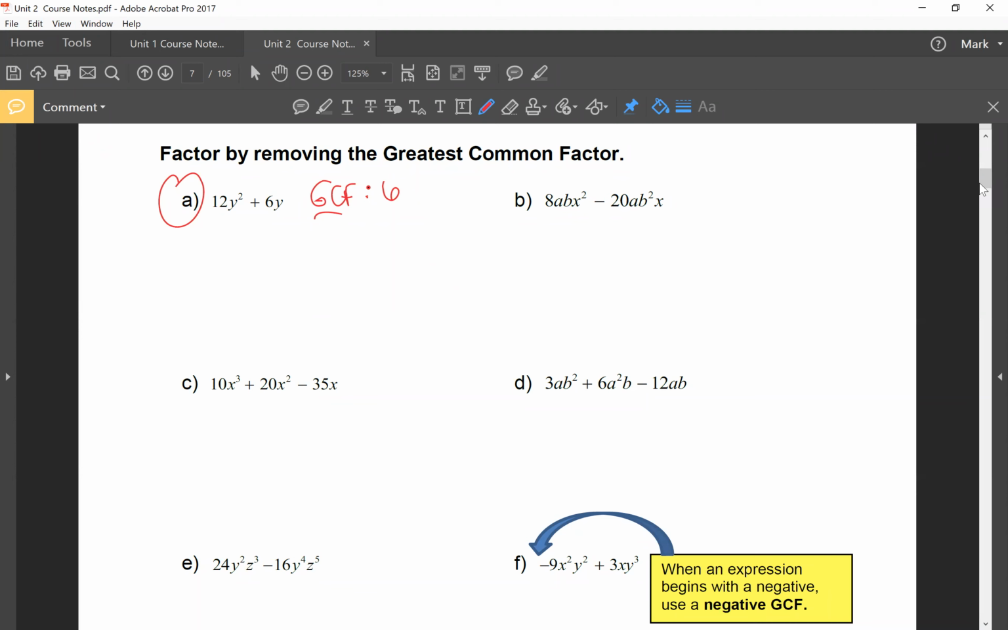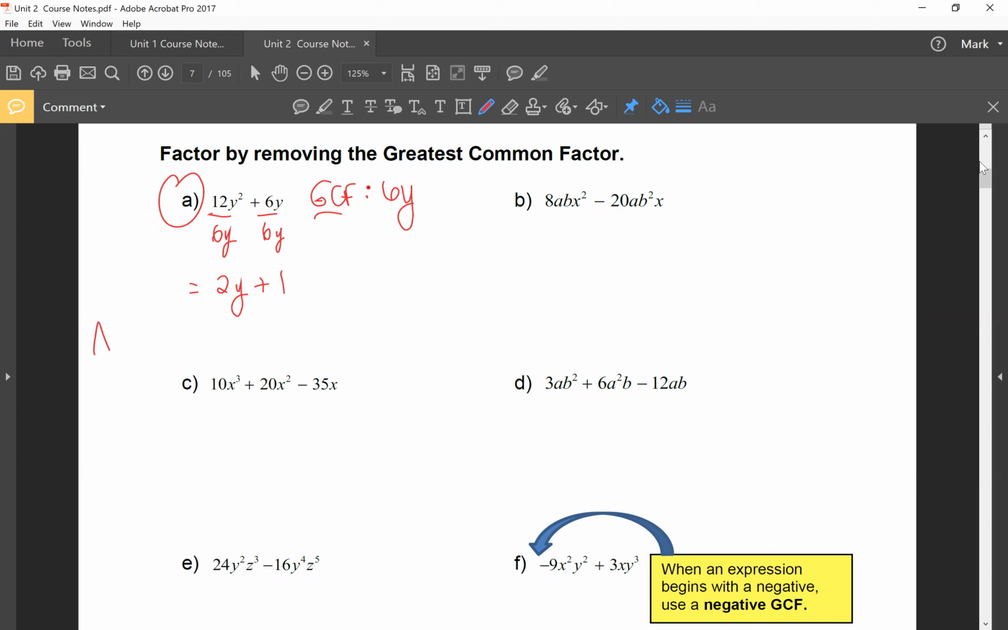Okay, so GCF is 6. Not only 6. What else can I remove from these? I can also remove a y, right? I can remove a 6 from 12 and 6. I can remove a y, no problem. Now, just to check my answer, I'm going to divide both of these numbers by 6y. And what I end up getting is 2y plus 1.